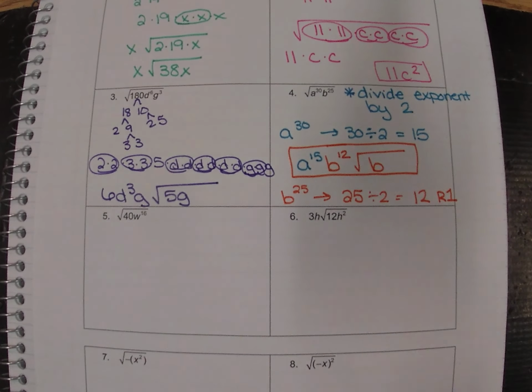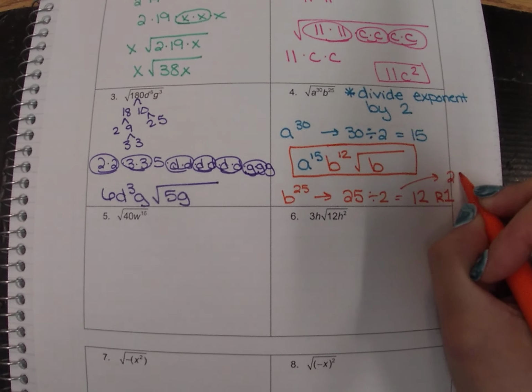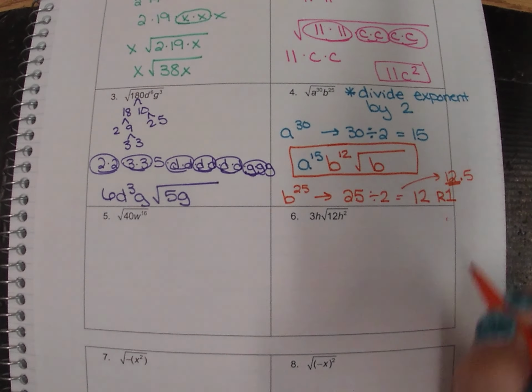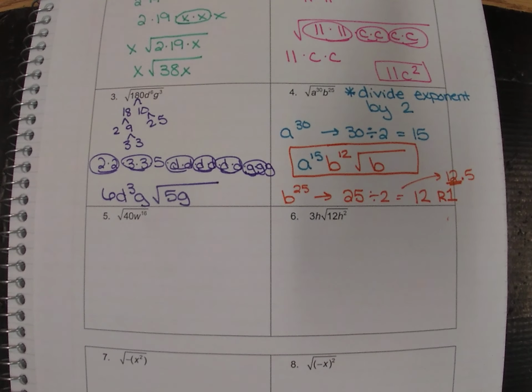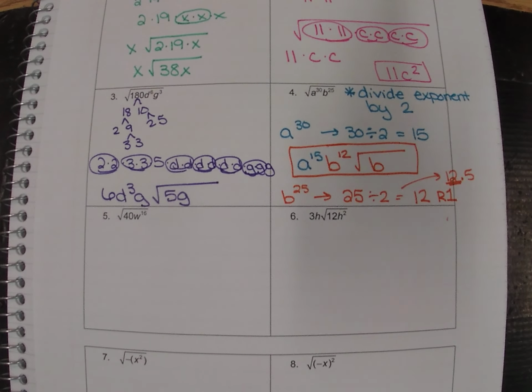So when you're really dividing this and you see that maybe like 12.5 show up on your calculator, right, that 12.5 is really saying that there's 12 pairs and that there's one left over. 1/2 is 1 out of 2. There's that one remaining that needs to stay inside the square root.